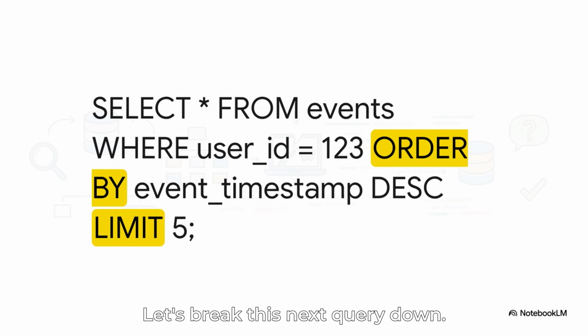Let's break this next query down. Alex is now looking at the events table, filtering for our user, number 123. The real magic here is order by event underscore timestamp DESC. That DESC is for descending, so it sorts all their actions from newest to oldest. Then, limit 5 just chops off everything else, showing only the 5 most recent things they did. This is how you focus on what matters right now.